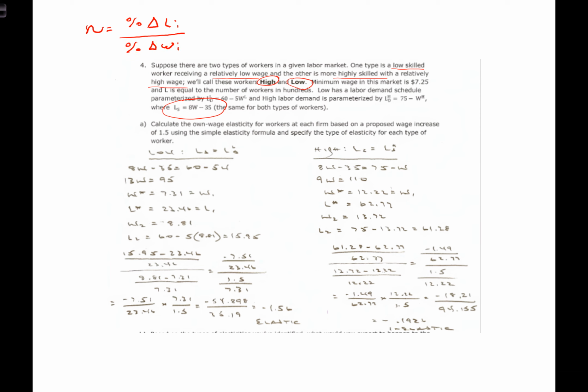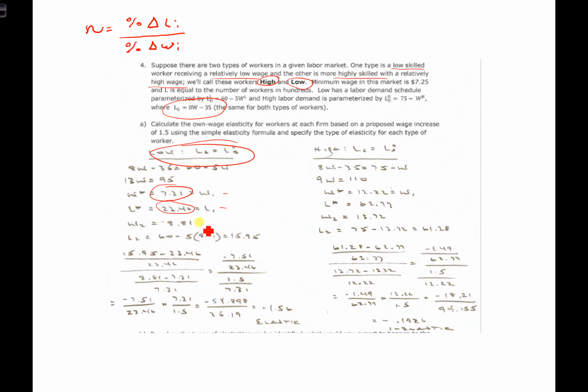Okay? And we know where our starting position is here for each of them because we have a supply and a demand equation for each type. So we go ahead and put for low, labor supply equal to labor demand, which brings us to a W star of 7.31 and an L star of 23.46. We can think of those as W1 and L1. And then I say, consider the elasticity here when the wage increases by 1.5. So W goes from 7.31 to 8.81.